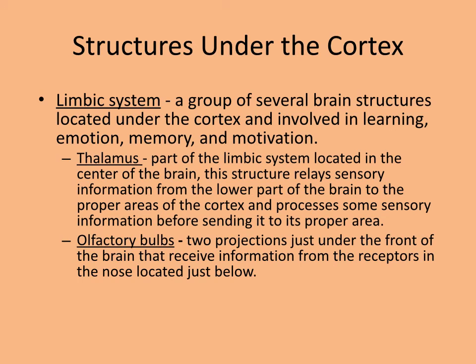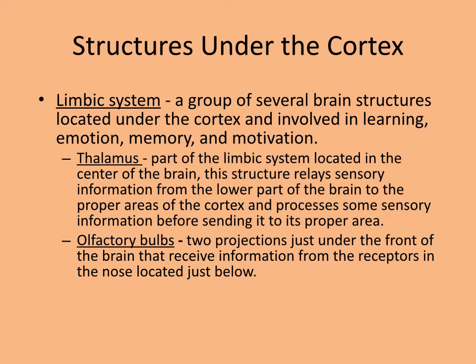the limbic system. Now, the limbic system is a group of several brain structures located under the cortex involved in learning, emotion, memory, and motivation. The very bottom of your brain processes all the information you need to be alive. Your limbic system is everything that gives you any type of emotions, any type of memories, all those types of things. So, the bottom of your brain, your old brain, is processing everything to be alive. Your limbic system makes you an animal. It gives you the motivation, it gives you your learning, it gives you your emotions. All those things monkeys have, and so do we.